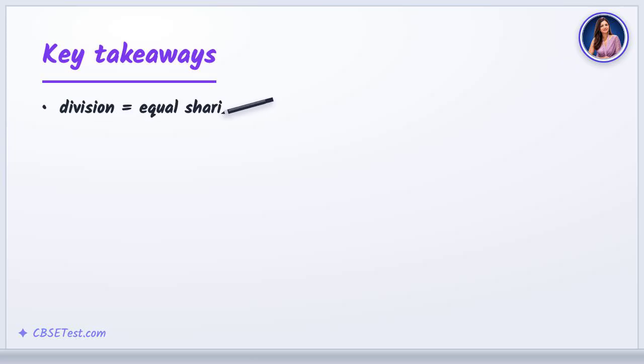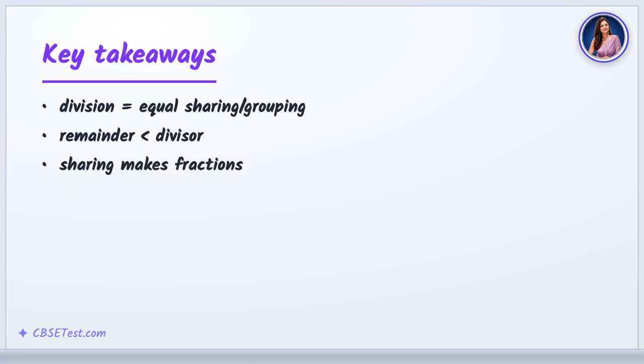To recap, division shares or groups equally. The remainder is what's left over and is smaller than the divisor, and equal sharing leads to fractions.